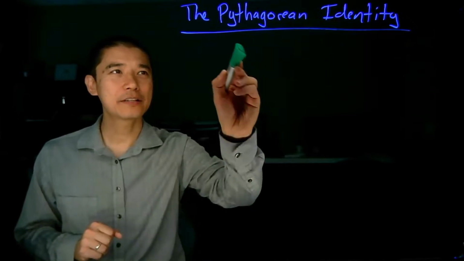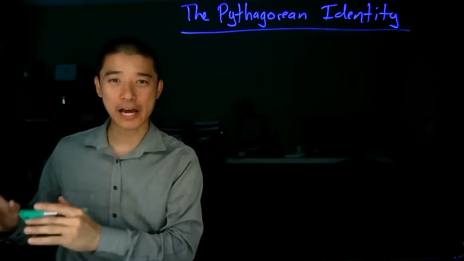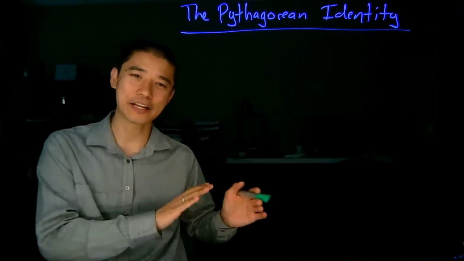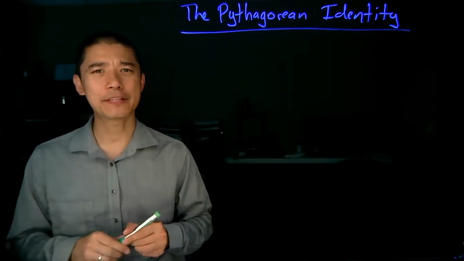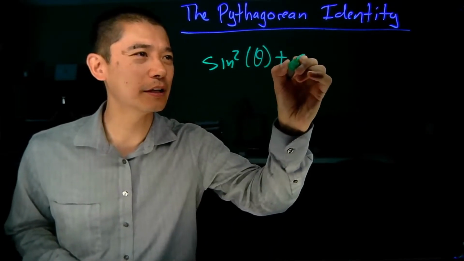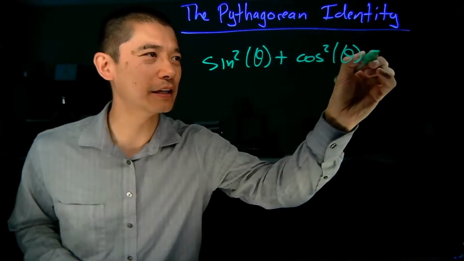So if you're asked to state the Pythagorean identity, you should not be talking about the Pythagorean theorem. You should be talking about the Pythagorean identity, which is the sine and cosine functions. So what is the Pythagorean identity? We'll write it down first. Sine squared theta plus cosine squared theta is equal to 1.